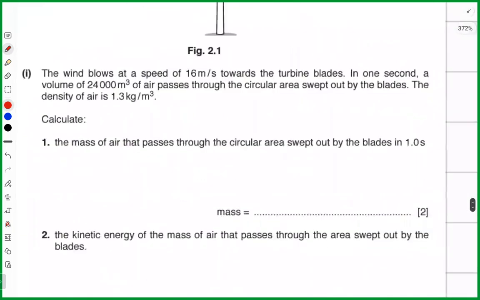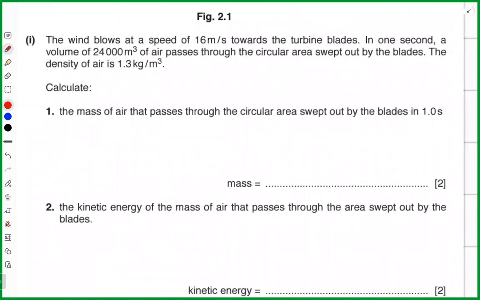Now, the wind blows at a speed of 16 meters per second toward the turbine blades. In 1 second, a volume of 24,000 meter cube of air passes through the circular area swept out by the blades. The density of the air is 1.3 kilogram per meter cube. Calculate the mass of air passing through the circular area swept by the blades in 1 second. In 1 second, volume is this. Mass equals volume multiplied by density. So 24,000 into 1.3 is 31,200 kg.